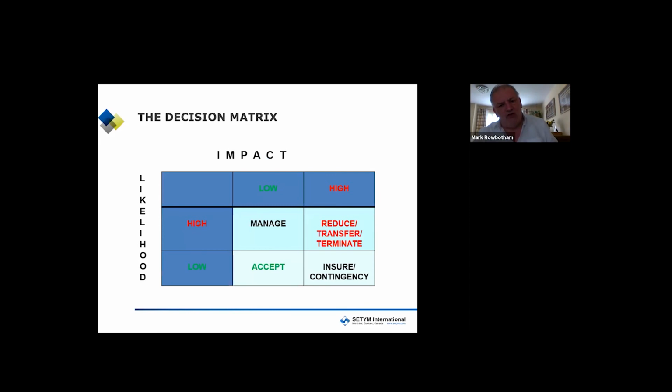The decision matrix, high and low in each case, and you'll see there quite simply, where it is a high likelihood but a low impact, we will manage it. If it's low impact, low likelihood, we accept it, we tolerate it. In the case of high risk combination for likelihood and impact, we then reduce it or transfer it or terminate it because we cannot afford to maintain it, or it would not do us any favors. And then in the case of a low likelihood but a high impact, we insure against it, because it means then at least if there were a problem, we will be compensated or indemnified against it.